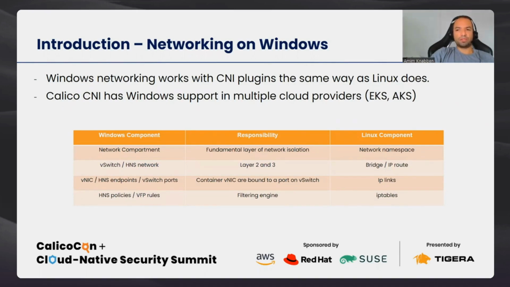This table shows the comparison across the Windows components and the Linux components in terms of networking. On the Windows side, we have a network compartment. In Linux, we have the network namespace. The next layer, you have the vSwitch or the HNS network as a layer 2 and layer 3. For the Linux side, you have the bridge and the IP route. Going on, you have the HNS endpoints. That's where you can bind your vSwitch port, and in Linux, you have the IP links. The last layer is the HNS policies or the filtering engine, and one example in Linux is iptables.